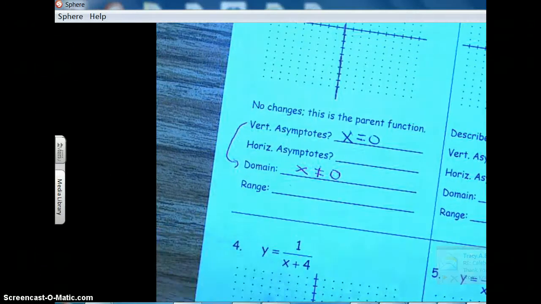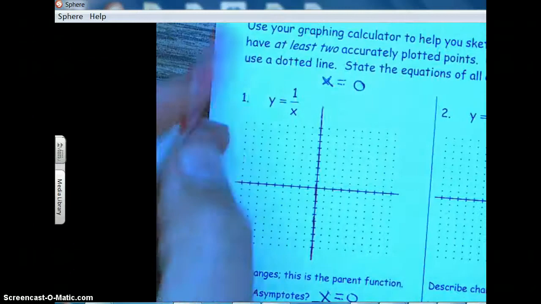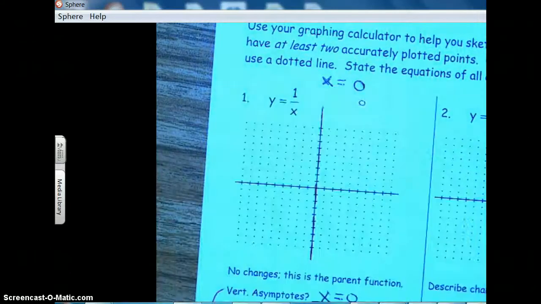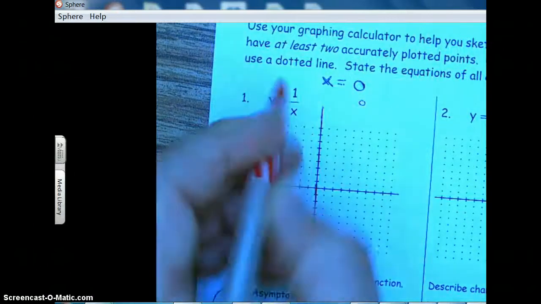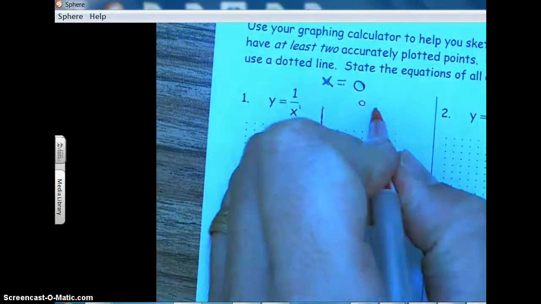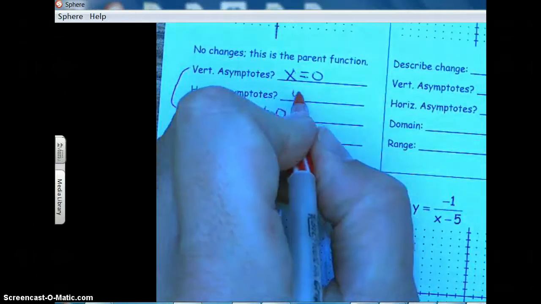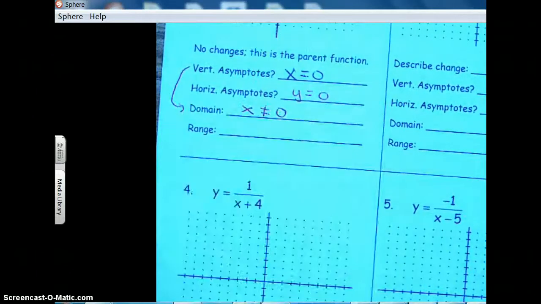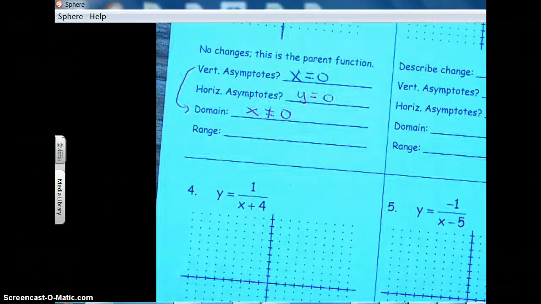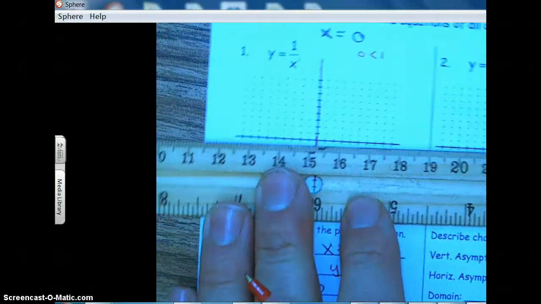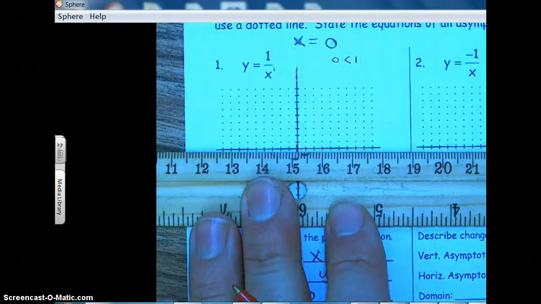Okay, so now let's take a look at the horizontal asymptote. We're going to have to use our rules. We look at the degree of the numerator, which is 0, and the degree of the denominator, which is 1, and since 0 is less than 1, our horizontal asymptote is y equals 0. If you don't remember those rules, go back to your video notes and review them. So we have a horizontal asymptote at y equals 0.